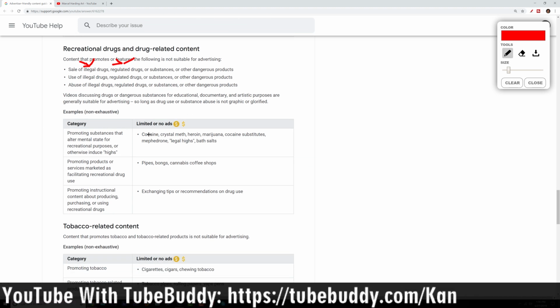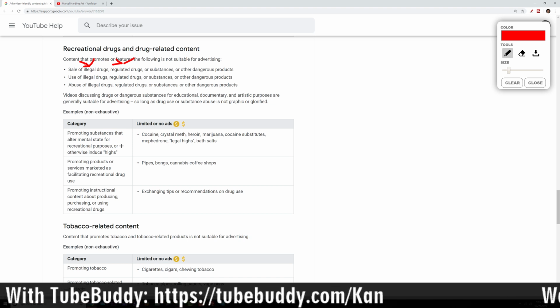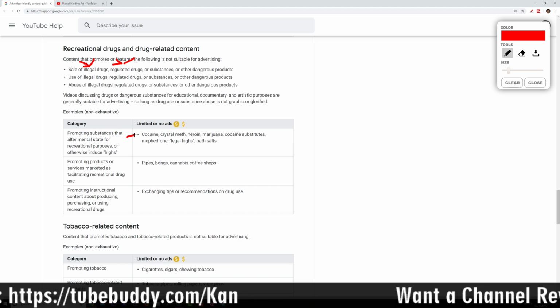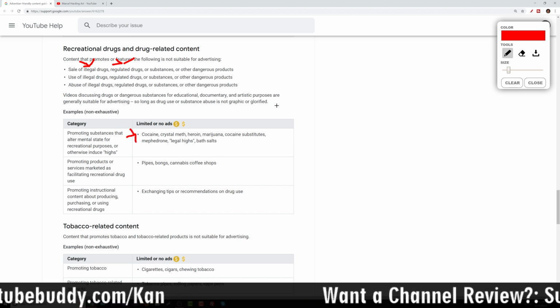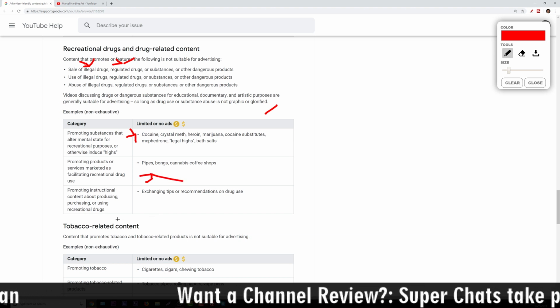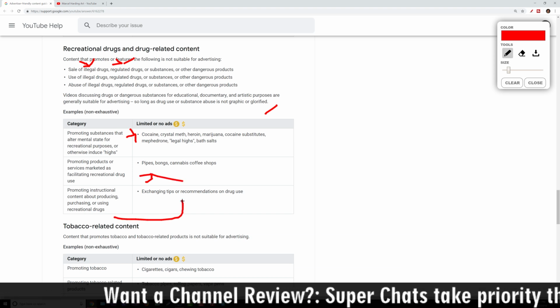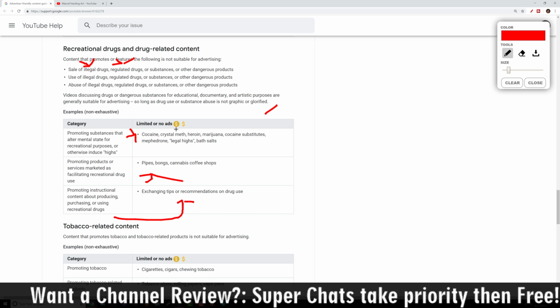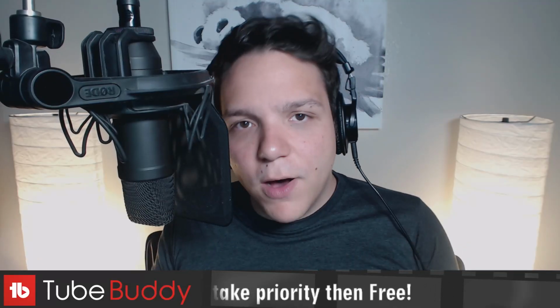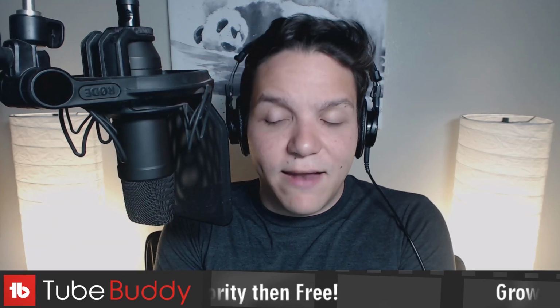And then promoting substances that otherwise induce highs. So here we have it. Any channel about this, limited or no ads. You can't promote the following products, limited or no ads. Exchanging tips or recommendations of drug use, limited or no ads. So again, the argument is made that you can post this content, you just can't advertise it.